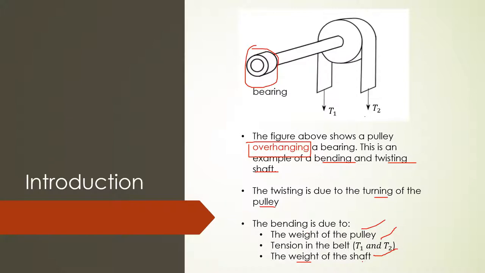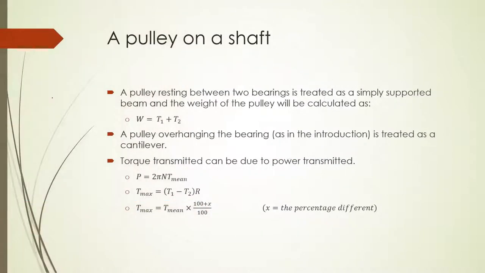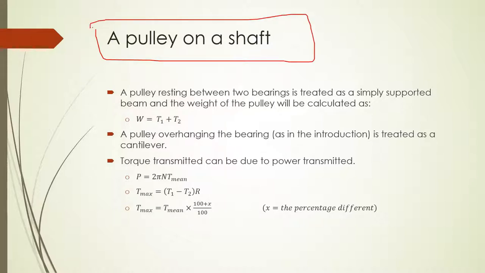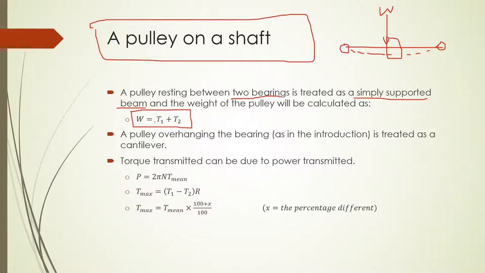All right. Now, okay. Now, what happens when you have got a pulley on a shaft, just like the way you saw up there, when a pulley rests between two bearings, so that one will be treated as a simply supported beam. So if there's a pulley between two bearings, in other words, there's a shaft, there's a bearing and a bearing, and then you've got a pulley there, regardless of the position of the pulley, that pulley is going to exert a weight, which means this will cause bending of the shaft. And then the weight of the pulley will be calculated as, like I told you, T1 plus T2.